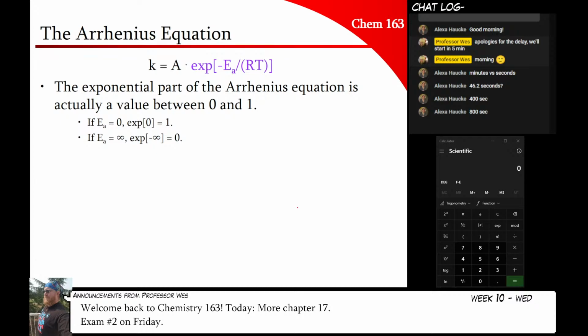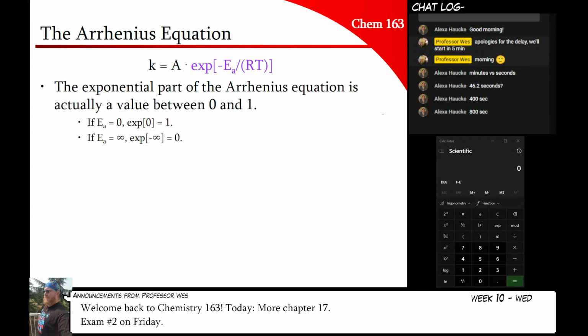If my activation energy for my molecule is 0, this becomes 0, and e to the 0 is 1. What that means is that if this is my activation energy, it looks like this. Oops, I didn't quite curve down there. If there's no activation energy, every single molecule has enough energy to react.